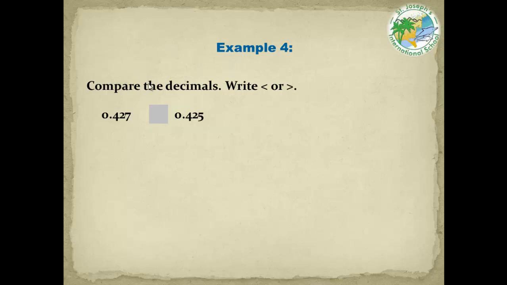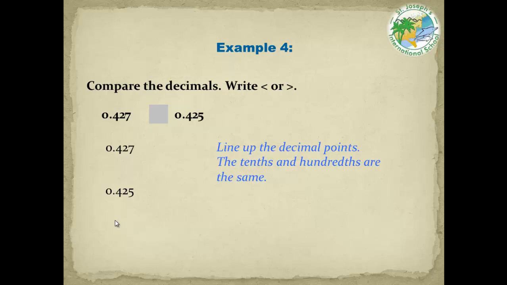In this example, compare the decimals and write more than or less than. How can we compare between decimals? We studied this lesson also in primary 4 and 5. Okay? These are decimal numbers. We compare between them. Line up the decimal points. How? It means we should write the decimal numbers under each other.